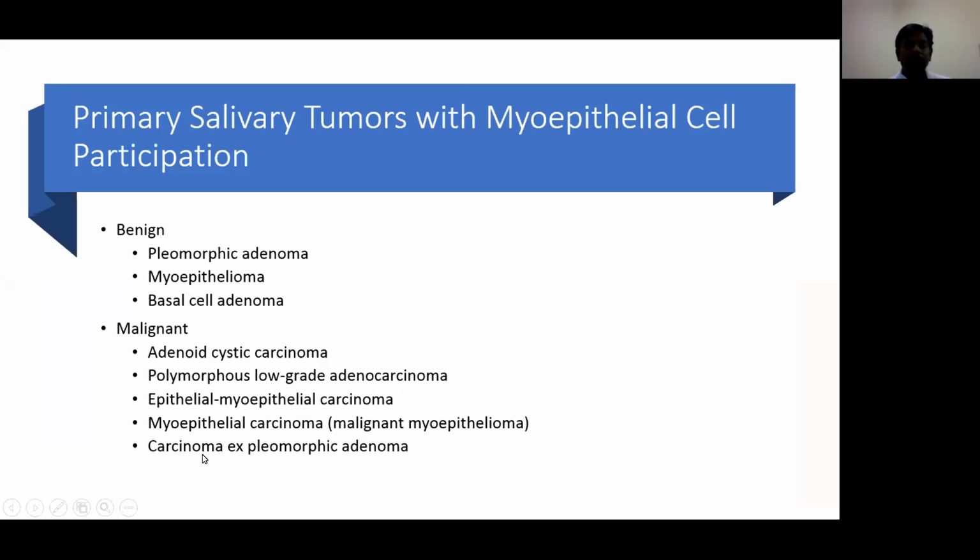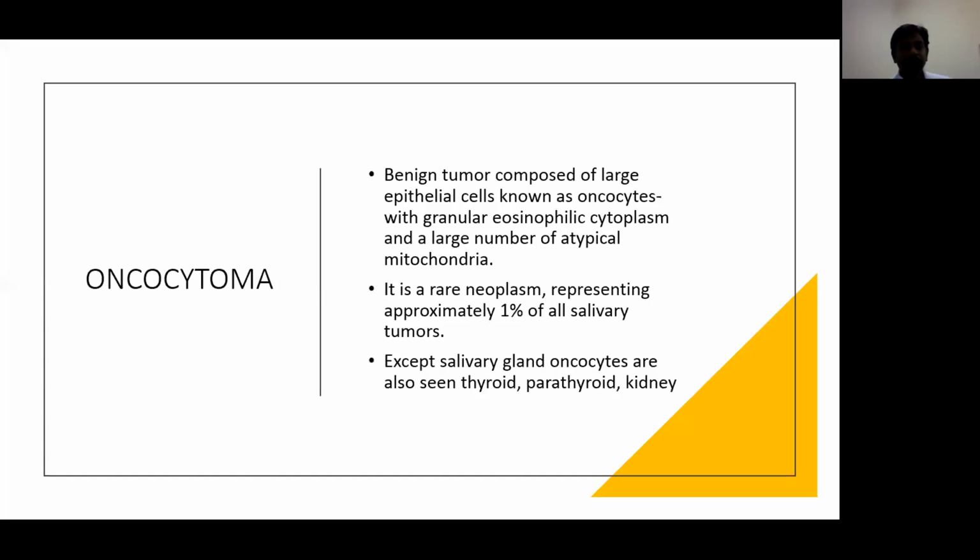Carcinoma ex pleomorphic adenoma is the one where the patient already had a pleomorphic adenoma, and you removed the tumor, or you didn't treat the tumor, and that becomes transformed into malignancy. When you take out the tumor, you will see the classical pleomorphic areas, along with the carcinoma areas also. That is called carcinoma ex pleomorphic adenoma.